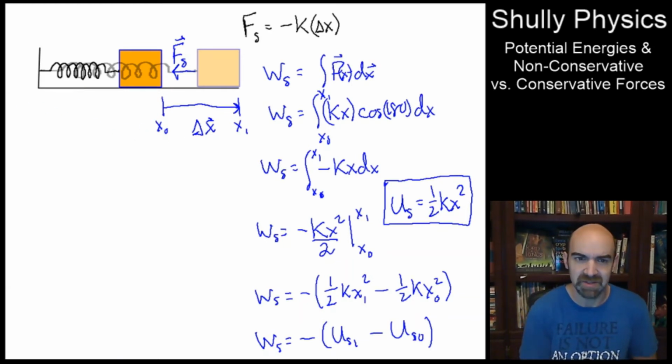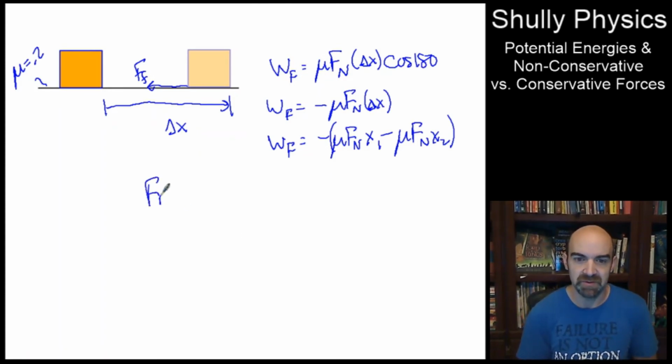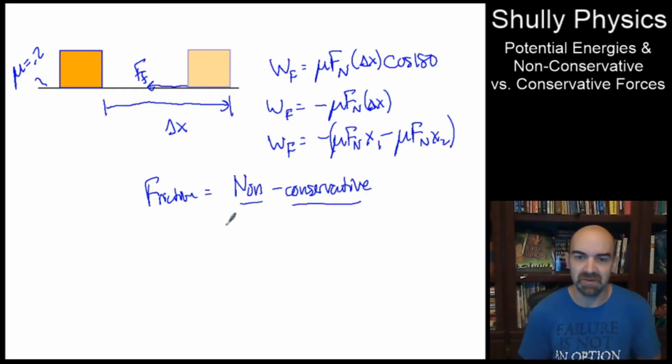But you don't get that for friction. You don't get that for drag. So these are non-conservative forces. Friction is non-conservative. I just want to write that out there to get it in your head. It's non-conservative, so there's no potential energy associated with it.